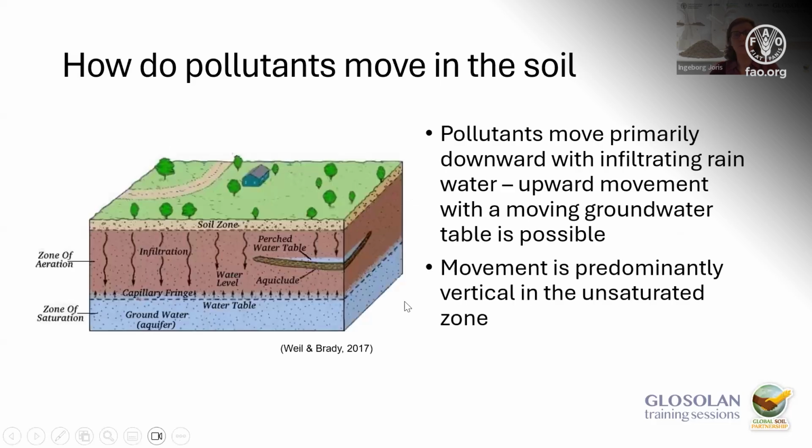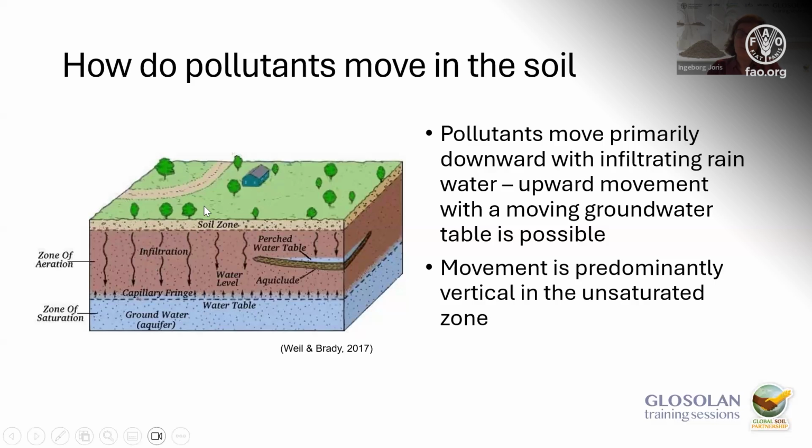How do pollutants move in the soil? To the left, you can see a small scheme. At the top, you have the soil zone. This is actually the arable zone. Below that, there is the deeper soil zone, which still also contains air. So it's the unsaturated zone. And below you have the groundwater or the aquifer. That's the zone where all the pores are completely filled up with water.